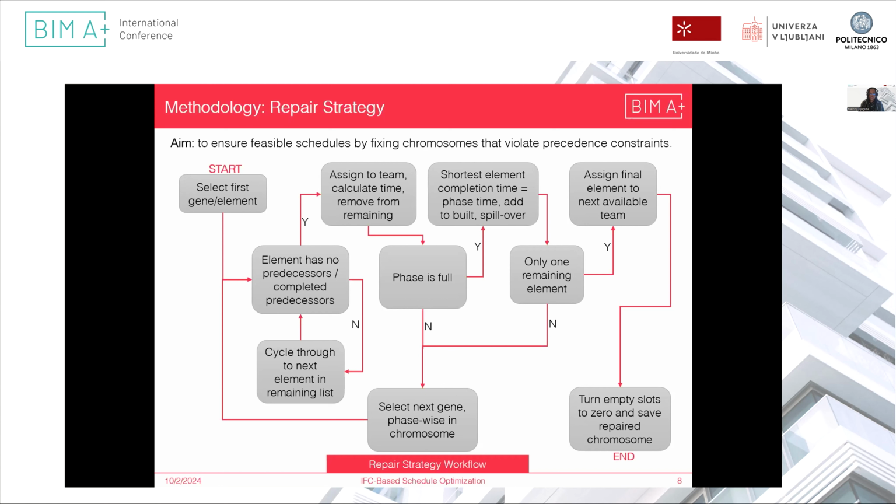So we select the first gene. If it doesn't have any predecessors, or it has completed predecessors, we assign it to a team, and then we calculate the time and we remove it from the remaining list. If it doesn't pass this test, that means it cannot be built. We cycle to the next remaining element. Then when the phase is full, we calculate the shortest element time, and then every other element goes to spill over to the next phase. We keep doing this and iterate, and when only one element is remaining, it is assigned to the final team, and everything else is turned into zero.